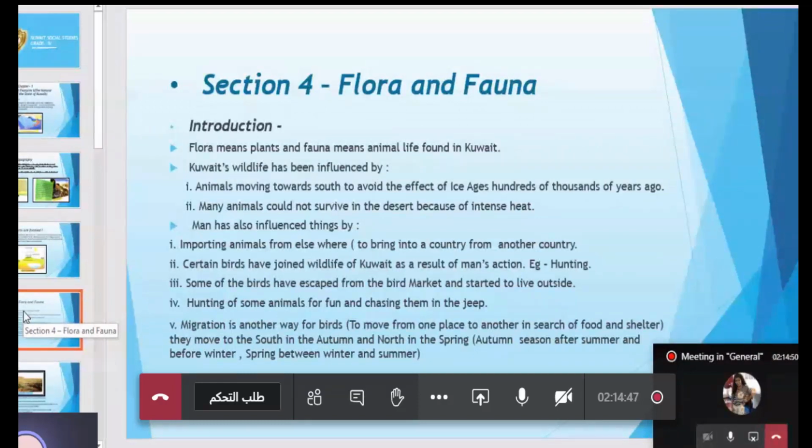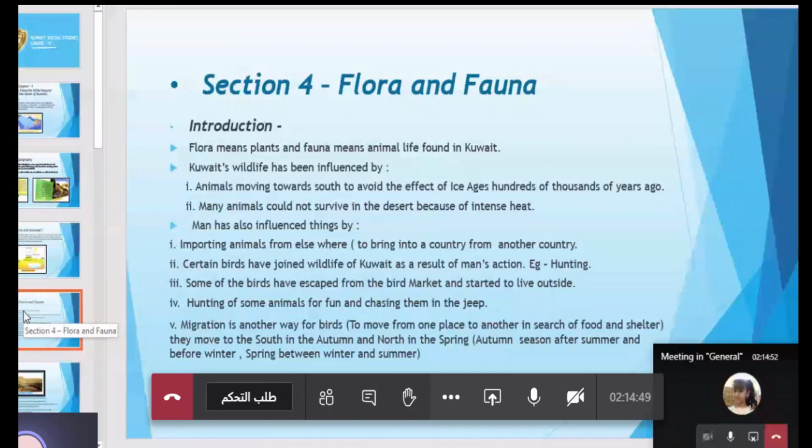Section 4 now, flora and fauna. Flora means plants and fauna means animal life found in Kuwait.